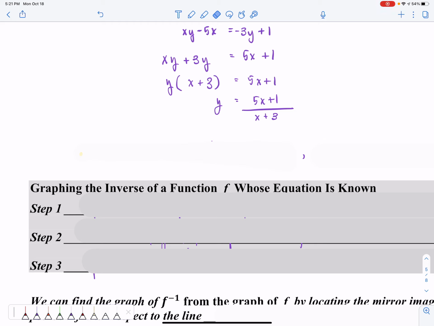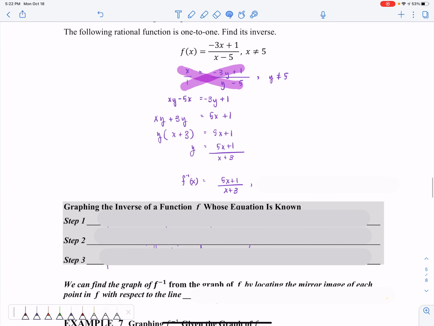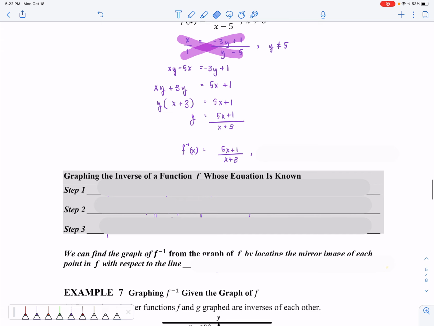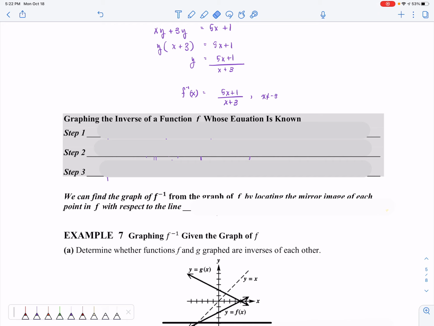Of course, we can't leave it like this because our last step says that we should rewrite with our inverse notation. And so this is going to be f inverse is equal to 5x plus 1 over x plus 3. All right, now, you can't leave it like this. Remember, we had restrictions. So all the way up here, our restrictions dealt with whatever made a 0 on bottom. And we need to do the same thing down here and ask yourself, well, what is it that will make a 0 on bottom? So therefore, our restriction is that x cannot equal -3.